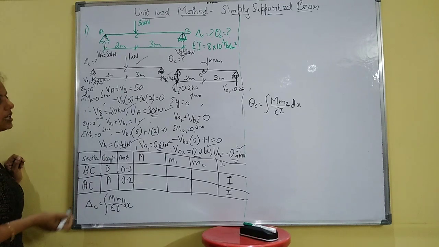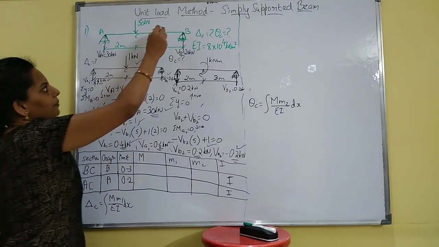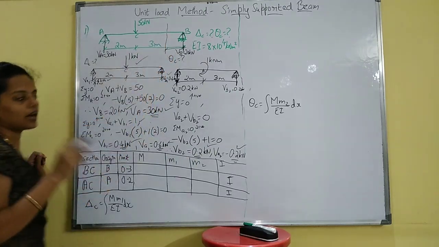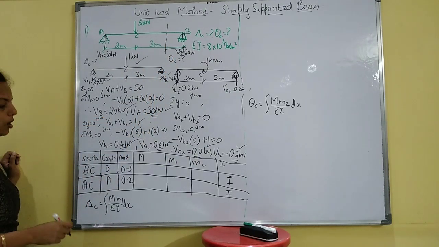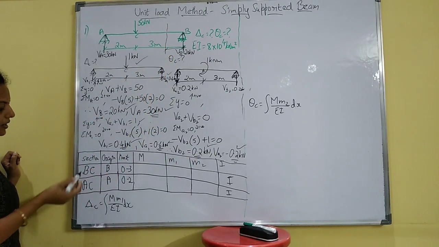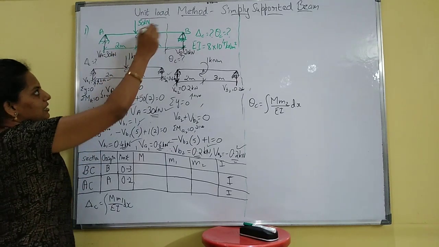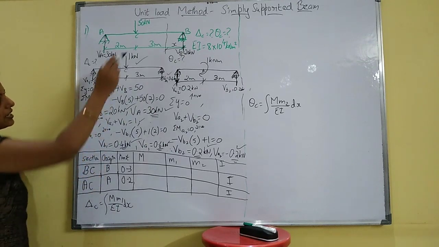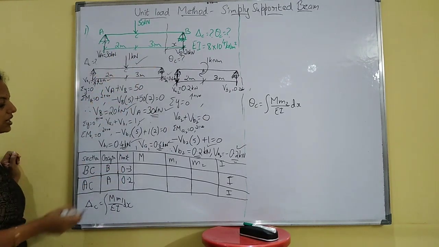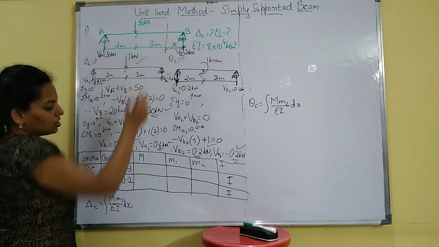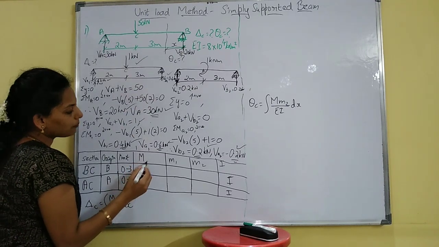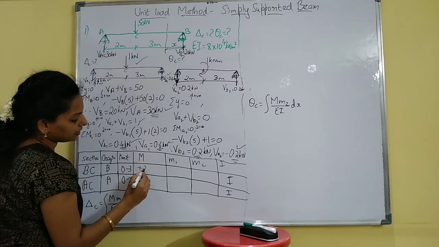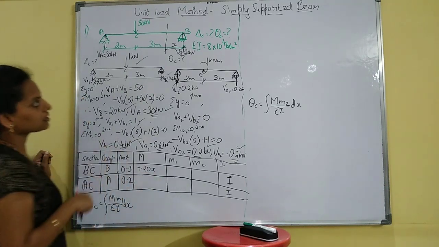Fine, now find out the bending moment. First M, which you are finding for the given problem. For this section BC, draw the section at a distance x. The limit is 0 to 3, and take the origin at B. Upward is positive, downward is negative. So it is upward, so plus 20 into x.